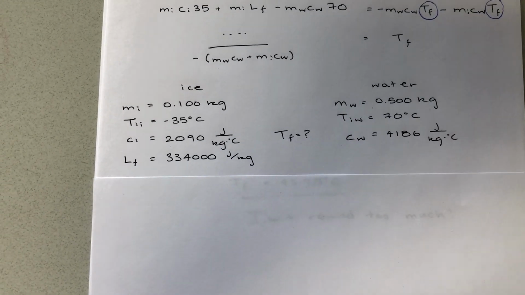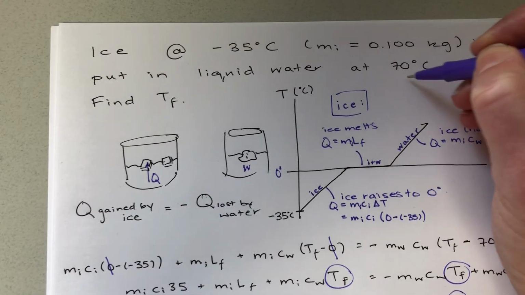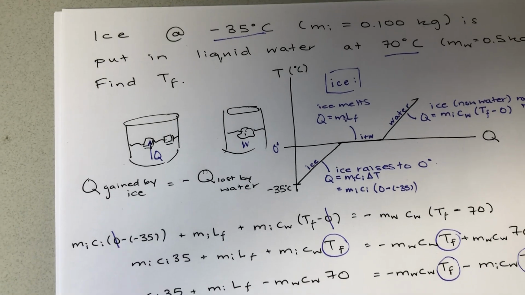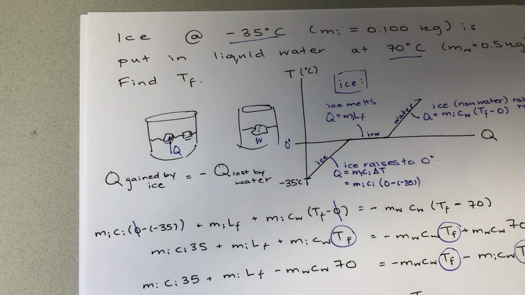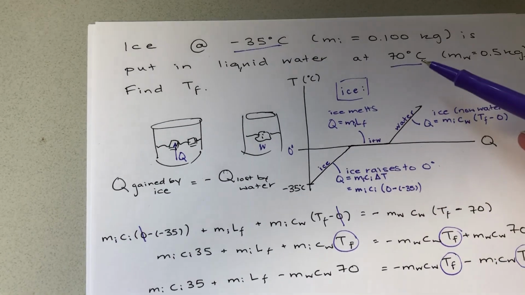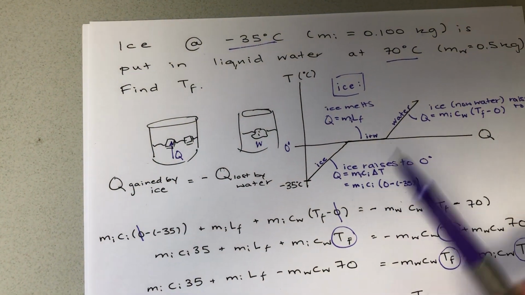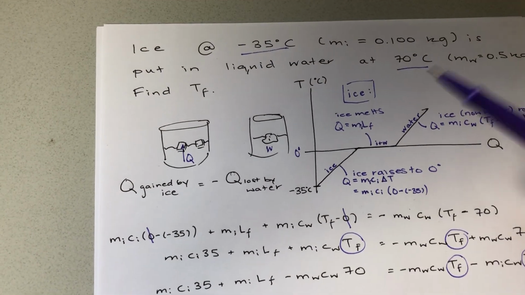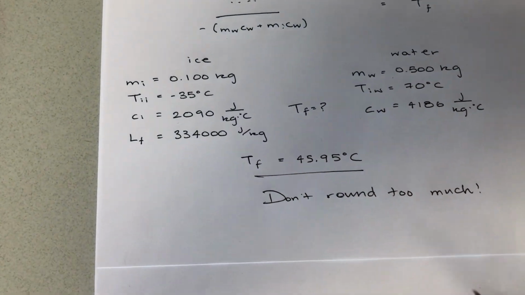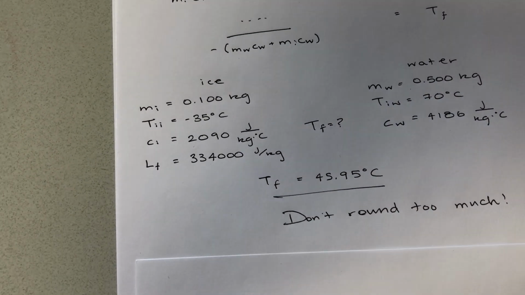So when you plug in all of these numbers, and again, you would expect, because the hot water bath is at 70 degrees Celsius and the ice is negative 35, you'd certainly expect the final temperature to be somewhere in between the two. And I would expect it to be certainly somewhere above 0. There's not nearly enough ice here to freeze the liquid water at 70 degrees. So I would expect it to be above 0, somewhere between 0 and 70. The final answer that I get when I plug in all my numbers to this equation is 45.95 degrees Celsius.